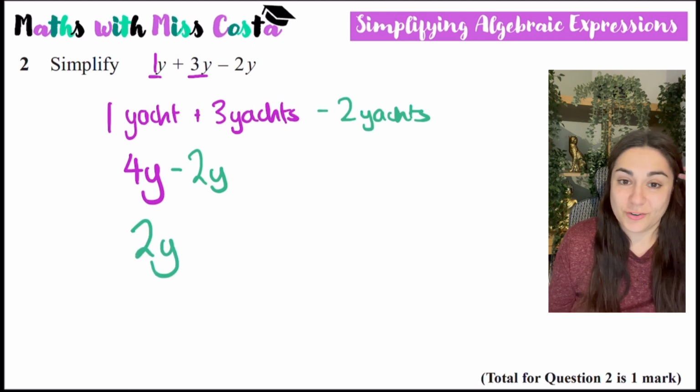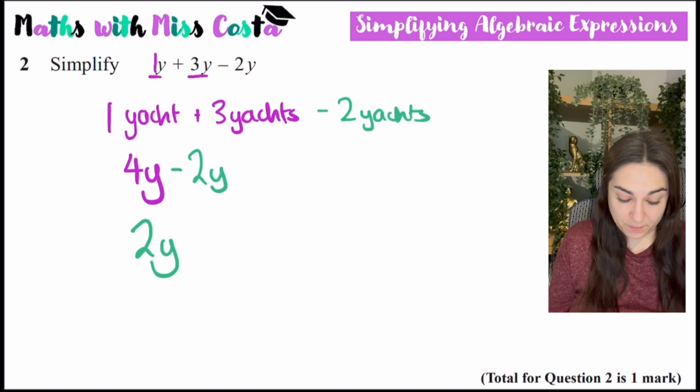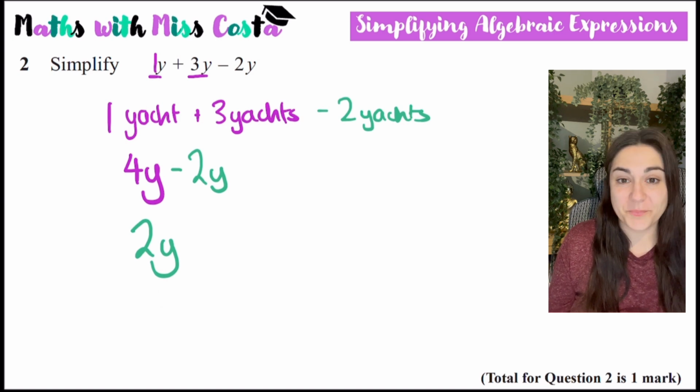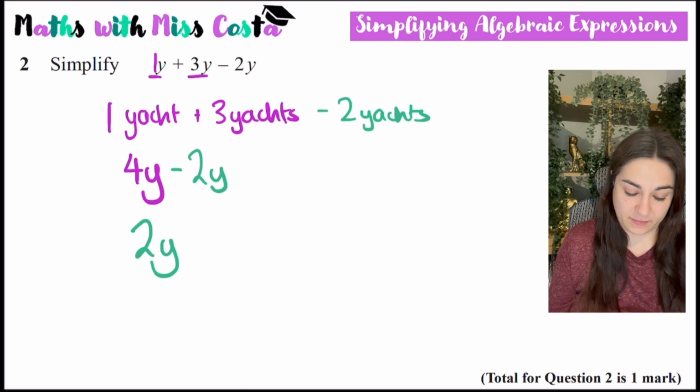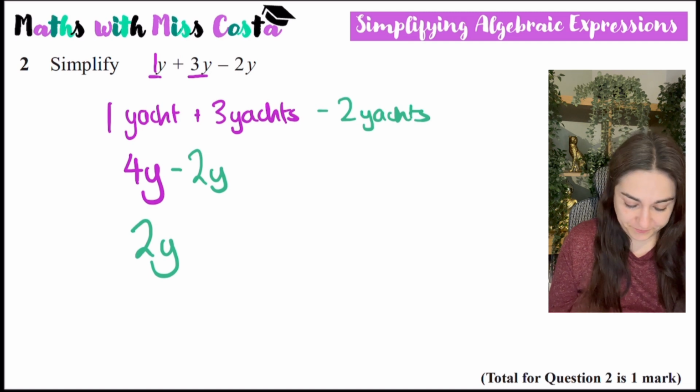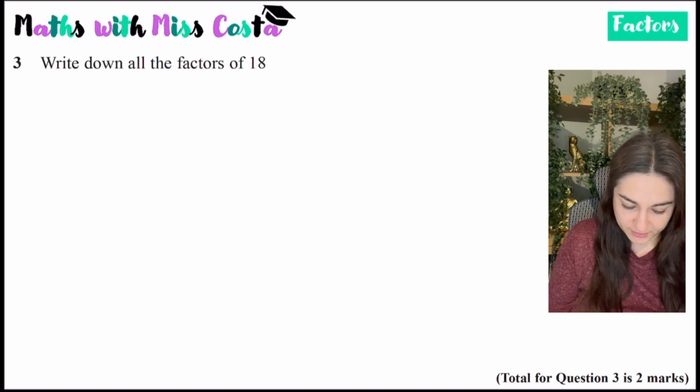So you can treat this as you would normal numbers. The algebra is almost secondary. Just think to yourself, what would 1 plus 3 give you? 4, and then 4 take away 2 gives you 2. So you've got 2 lots of y. And so that's how I do that question.